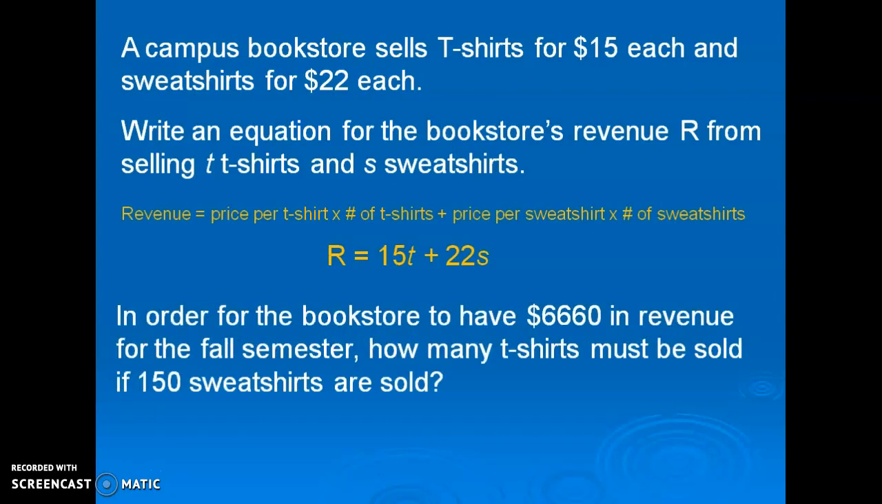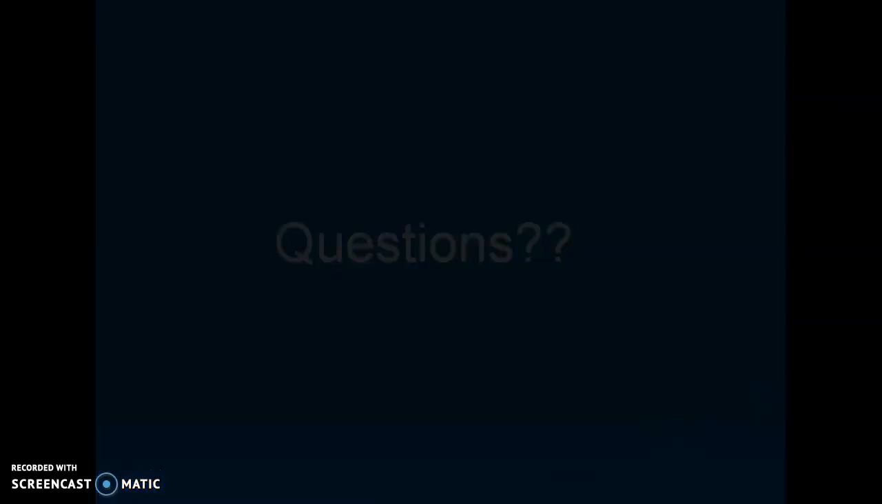In order for the bookstore to have $6,660 in revenue for the fall semester, how many t-shirts must be sold if 150 sweatshirts are sold? Now in reality, if this was the only situation you had, you would simply substitute those values in and solve from there, and you should end up with 224 t-shirts. I would challenge you to take that equation that you first started with, R equals 15T plus 22S, and solve that equation for T, and then substitute the values in, and you should still end up with 224 t-shirts.